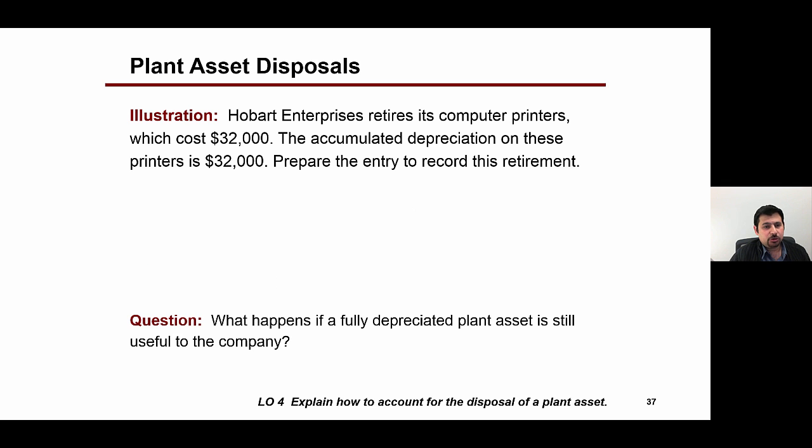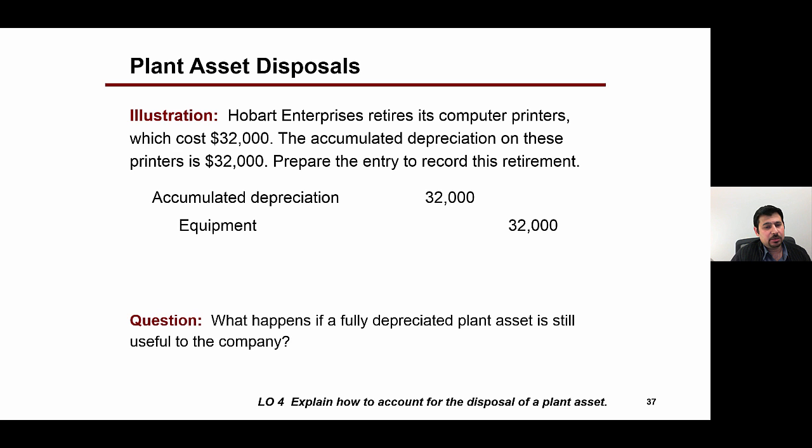Let's take an example here. Hobart Enterprises retires its computer printers, which cost $32,000. The accumulated depreciation on these printers is $32,000. The journal entry will have to be what? At this point, the company has fully depreciated those computer printers. As a result, the company will debit accumulated depreciation $32,000 and will credit the asset account equipment $32,000.